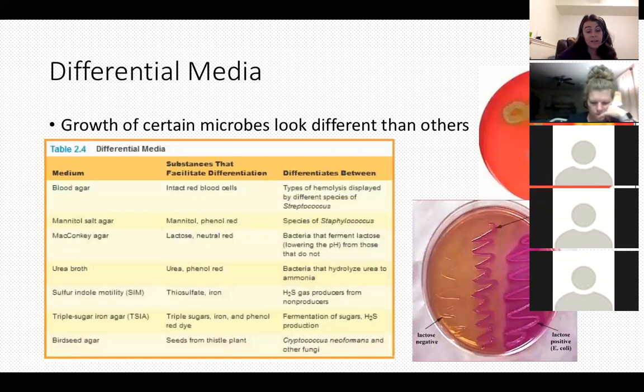So if you're trying to decide if media is differential or not, look for any clues that say that some microbes look different than others when being grown on the media. That's the key that you're going to want to be looking for there. And similar to selective media, this can be a way for us to identify certain microbes that we might be looking for.